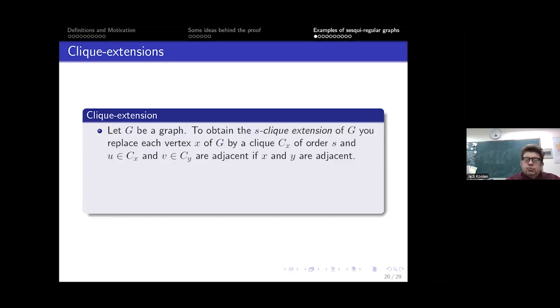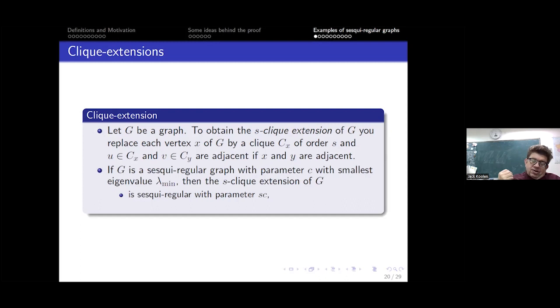So now we are going to look at constructions. So we look at the s-clique extension. I'm sorry, I cannot use a blackboard here. So what you do, you replace every vertex by a clique of order s. And if the two vertices x and y were adjacent, then every vertex of Cx is adjacent to every vertex of Cy. And if x is not adjacent to y, then no vertex of Cx is adjacent to Cy. And if you have a sesqui-regular graph with parameter c with smallest eigenvalue lambda min, then the s-clique extension of G is sesqui-regular with parameter s times c and has smallest eigenvalue s lambda min plus s minus 1. It's all not so difficult to see.